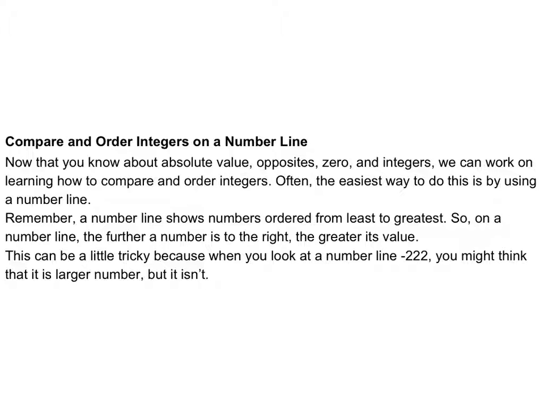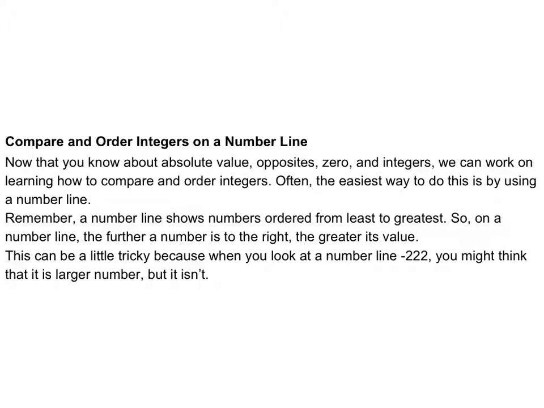Comparing and ordering integers on a number line. Now, we've worked a little bit with this in the past with fractions and decimals, but those were a lot closer together. So now we're going to spread it out a little bit more. Now that we know about absolute value, opposites, zeros, and integers, we can work on learning how to compare and order the integers. Often the easiest way to do this is by using a number line.